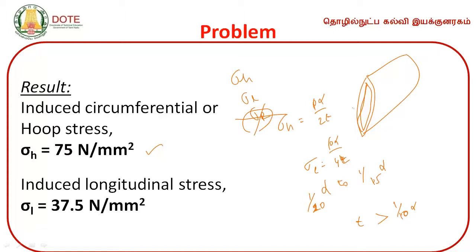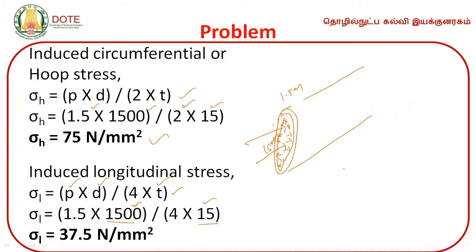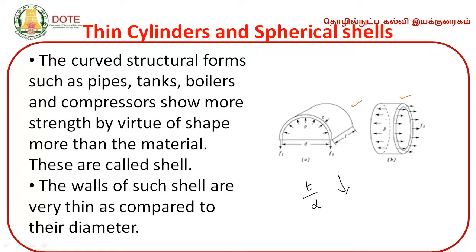So we have to use the two formulas. Hoop stress, circumferential stress, is given by the formula PD by 2T, and the longitudinal stress is given by the formula PD by 4T. So this is related to thin cylindrical shells. So where can failure happen? It can be cut into two troughs.